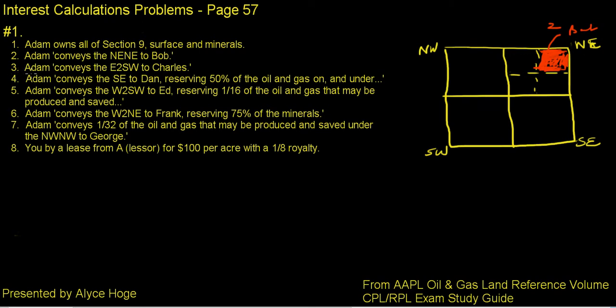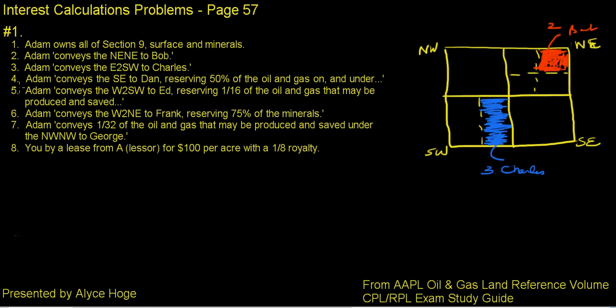3, Adam conveys the east half of the southwest to Charles. So here I am in the southwest, and now I'm going to divide that in half, and the east half over here is going to go to Charles. So I'm going to get a different color for Charles. This is going to be for Charles, and that's going to be problem number 3.